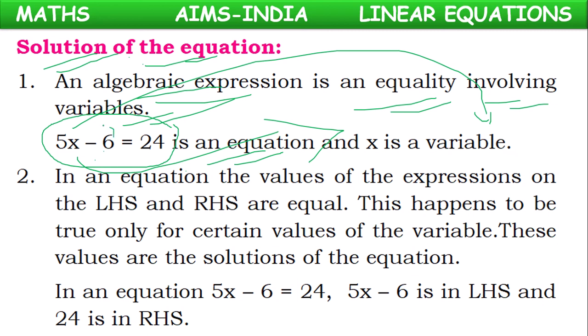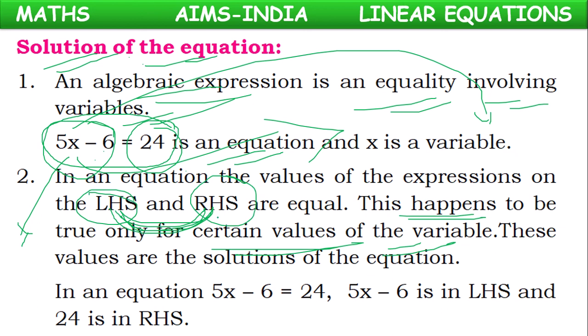But in the equation, the LHS part and RHS part are always equal. This equality will happen only for certain values of the variable, not for all values of the variable. Only for some values of the variable, this LHS part will be equal to RHS part. And those values which make LHS equal to RHS, or which satisfy the given equation, are called solutions of the equation.